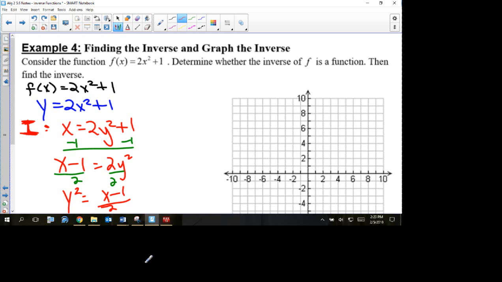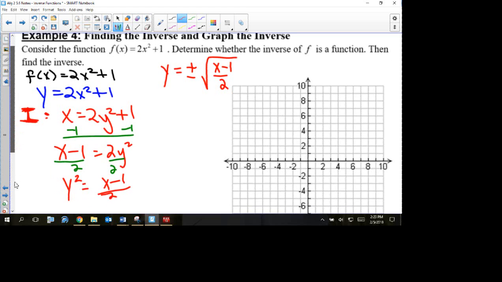And then we're going to square root both sides, which I'm going up here to finish it. When I square root both sides, I need plus minus. X minus 1 over 2. Before I finish my inverse, I have to decide if it's a function or not a function, so I might need a graph for that. Until you figure it out by yourself, you might need a graph for that. So we'll go ahead and graph them.